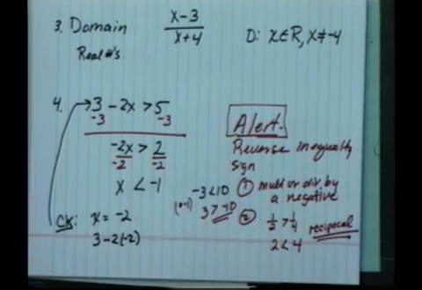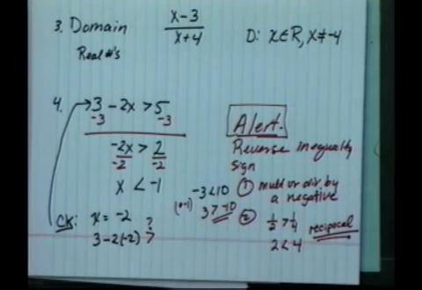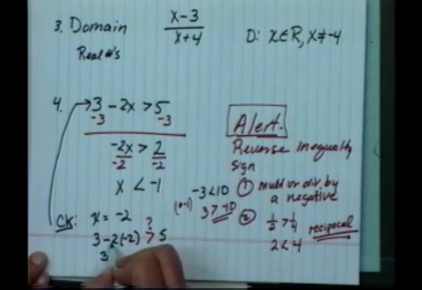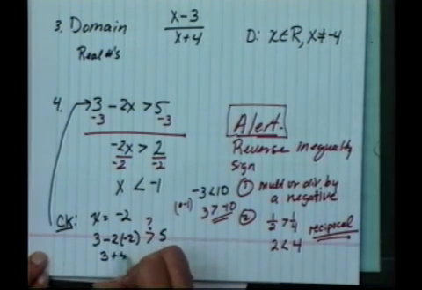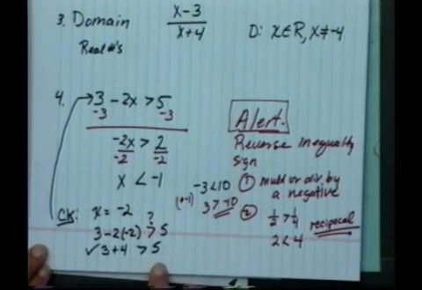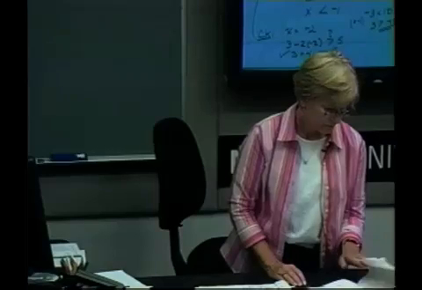And the question is, is this greater than 5? So we have 3, -2 times -2 is +4. Is that greater than 5? Yes, it is. 7 is greater than 5. Okay? Everybody good? All righty. That is all you need to know to be successful in section 2.2.